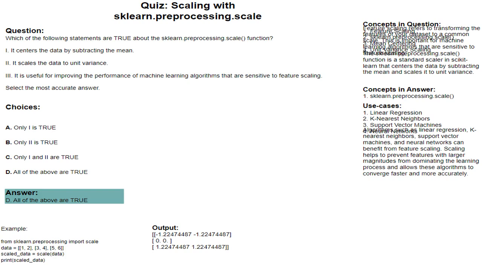B. Only 2 is true. Incorrect. The statement is only partially true. While sklearn.preprocessing.scale scales the data to unit variance, it also centers the data by subtracting the mean.